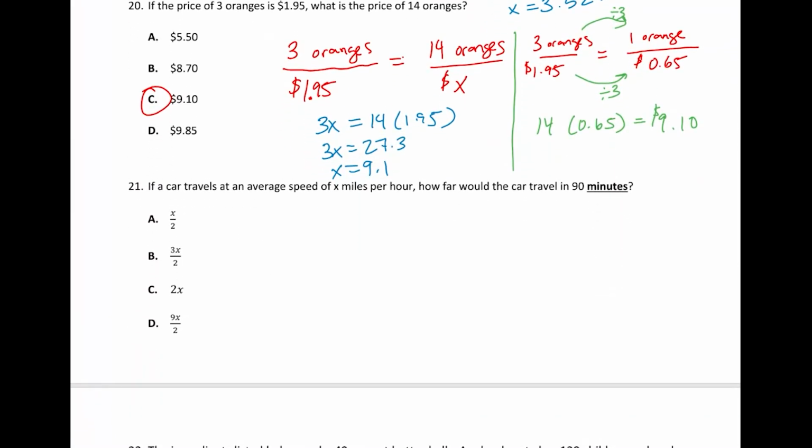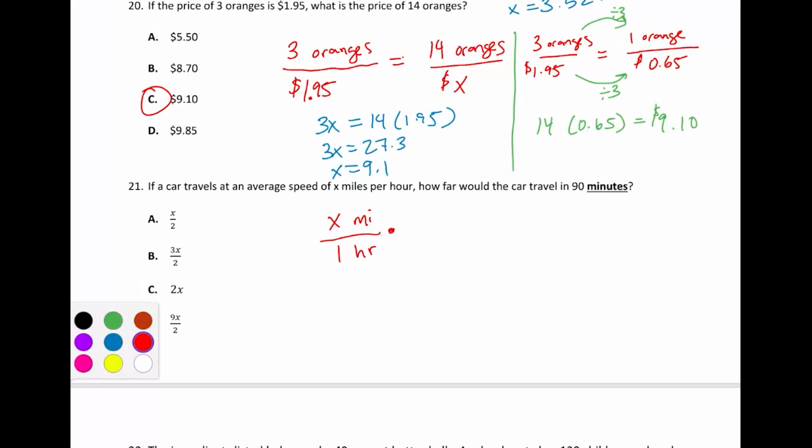Number 21. If a car travels at an average speed of x miles per hour, how far will you travel in 90 minutes? Okay, so we're trying to convert hours to minutes here. So x miles per hour in 1 hour, and we want to change that to a question about distance, how many miles in 90 minutes. So this will equal, let's convert this to minutes first of all.